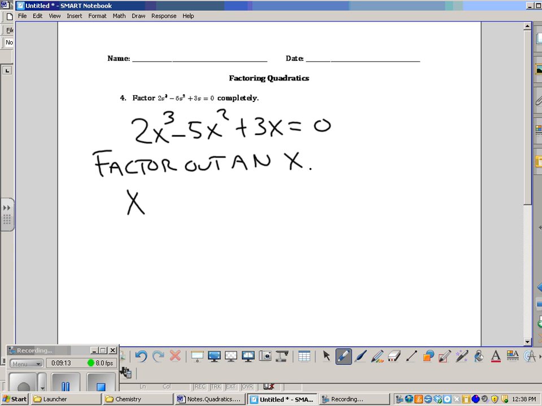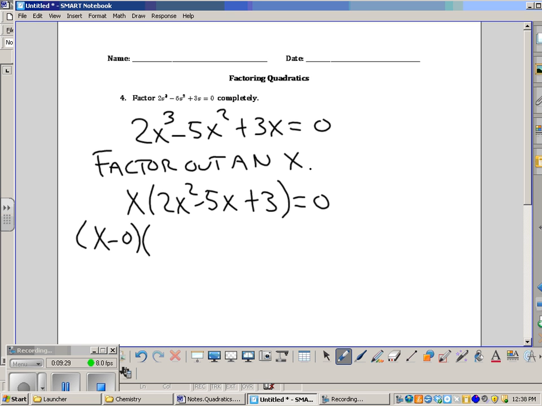So if I do that, okay, I want to point out a couple things. The factoring out of an x, that's the same thing as x minus 0. I want to make sure everyone knows that, because if you were asked to solve, that would be an x-intercept at 0. This graph is going to go through the origin. Very important. So now let's set up our grid here.